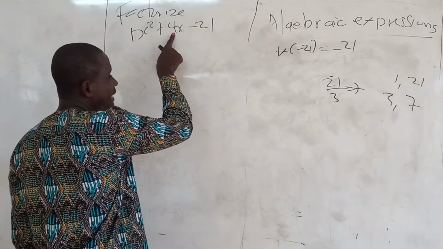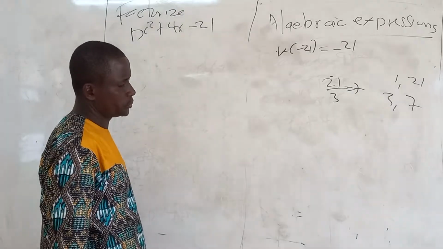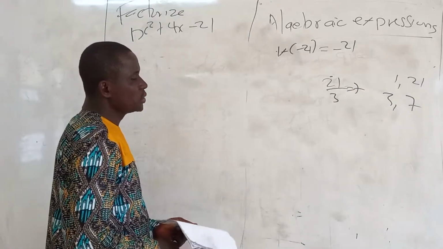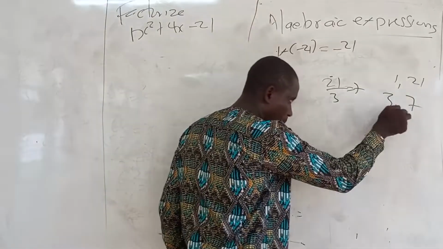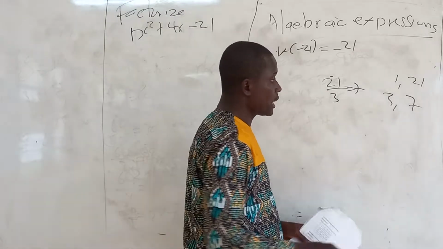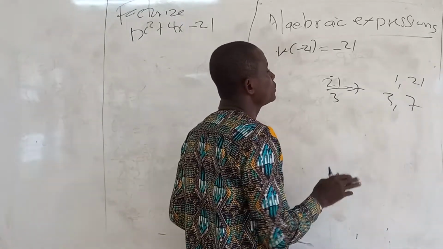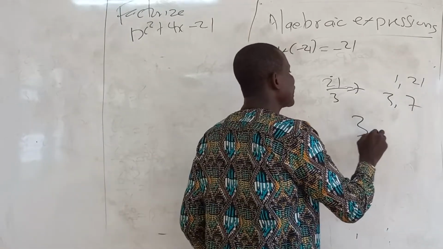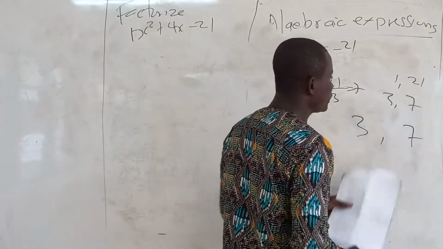10. Is that 10 here? No. Then let us subtract the 3 from 7. If I'm having 7 and I subtract 3 from it, what do I get? I get 4, right? I get 4. Therefore, this one will work. So I'm having 3 here, 7 here.